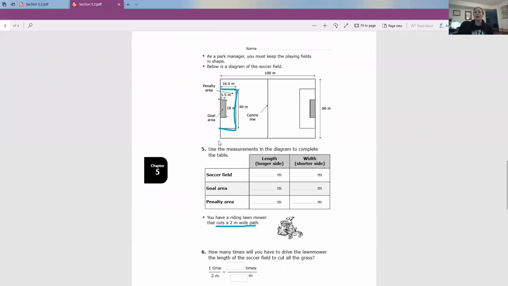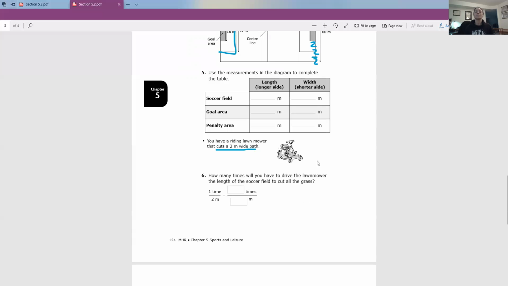How many times will you have to drive the lawnmower the length of the soccer field to cut all the grass? Well, if my lawnmower only covers 2 meters, let's just say that's 2 meters in there, and then I go back the other way and another 2 meters, and then I go back the other way, another 2 meters. How many times would I have to go back and forth to get my whole 60 meters? So let's think about this. 1 time is 2 meters, but my soccer field is 60 meters wide. How many times would you have to go back and forth?